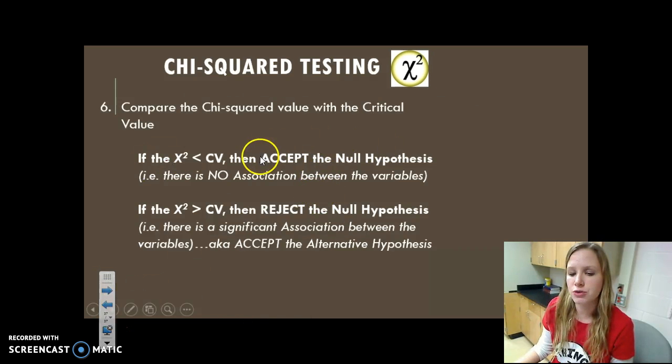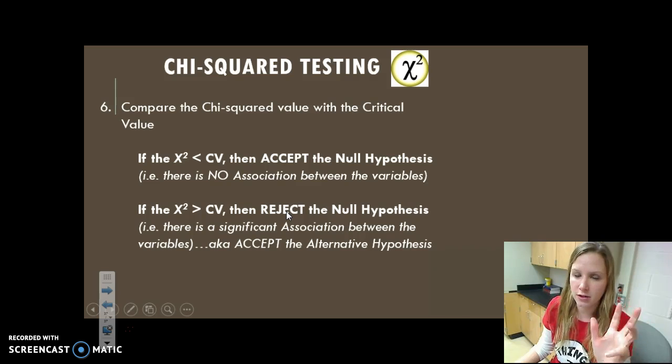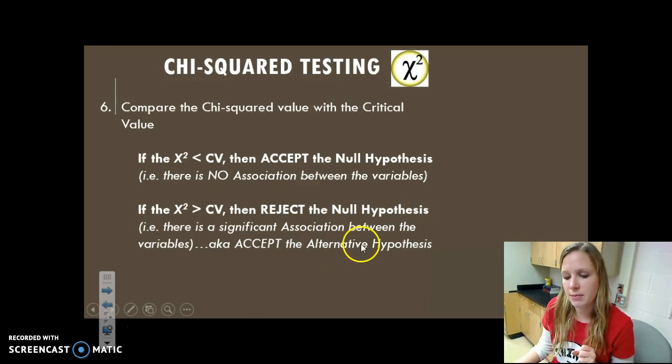And then just to recap, if it's less than that critical value, that's what CV stands for, then you accept your null hypothesis. And if it's greater than that critical value, then you reject. Those of you that are statisticians, you can say fail to reject or reject the null hypothesis, if that is easier for you. Or otherwise you would say that you accept the alternative hypothesis that you make.